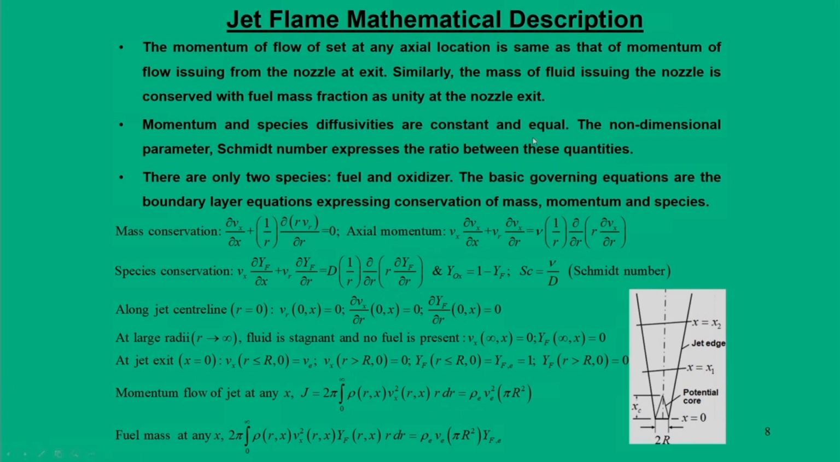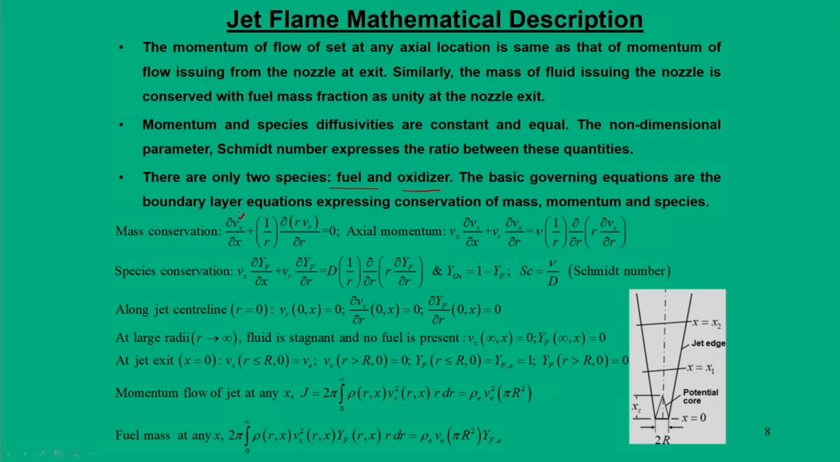These two parameters are governed through a non-dimensional number, which we call the Schmidt number, and it expresses the ratio between momentum and species diffusivity. Basically, we have two species, fuel and oxidizer, for our analysis, and based on that we need to frame the mass conservation, species conservation and axial momentum conservation. Since we are looking at axial distance versus radial distributions, the appropriate coordinate system would be cylindrical coordinates. Based on that, the three equations were derived.